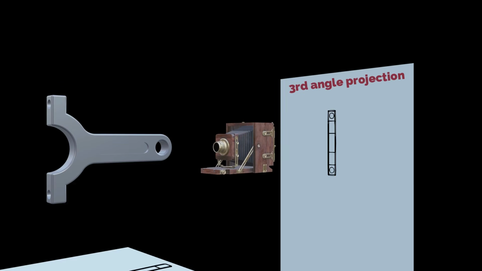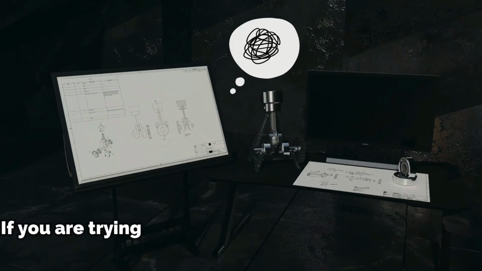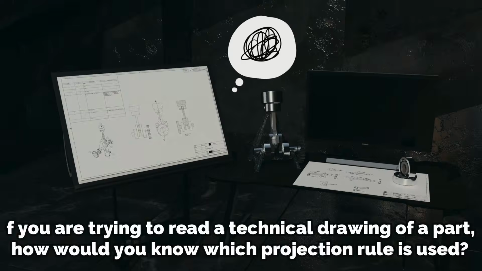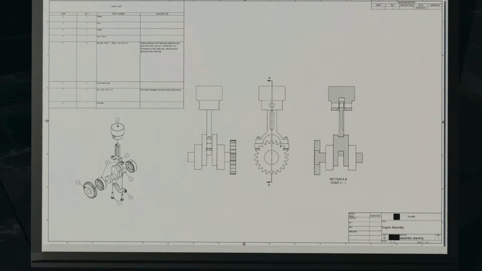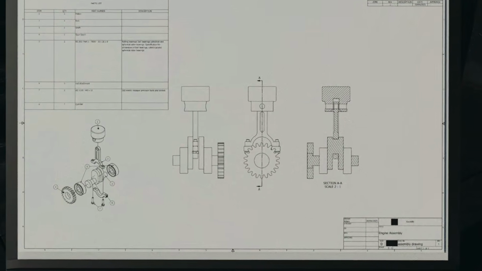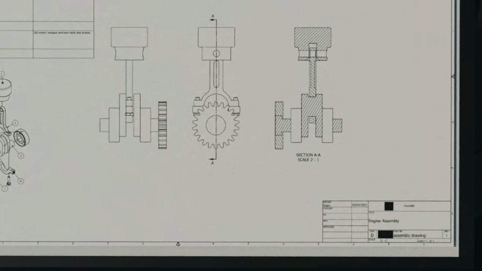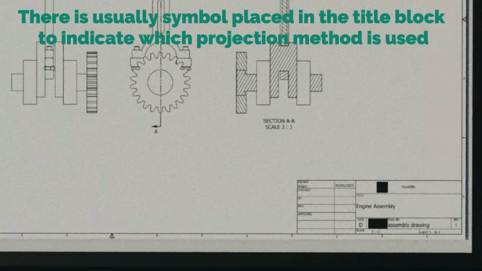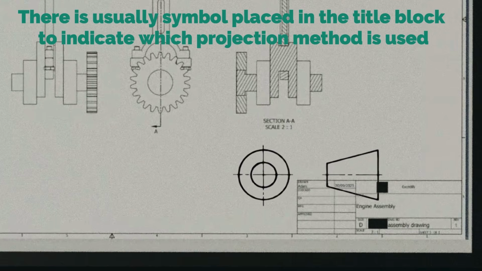Now I have a question for you. If you are trying to read a technical drawing of a part, how would you know which projection rule is used? Well, you can find the answer to this question in the title block. If you remember the lecture of the title block, then you probably know that there is usually a symbol placed in the title block to indicate which projection method is used. This symbol is a drawing of a cone.